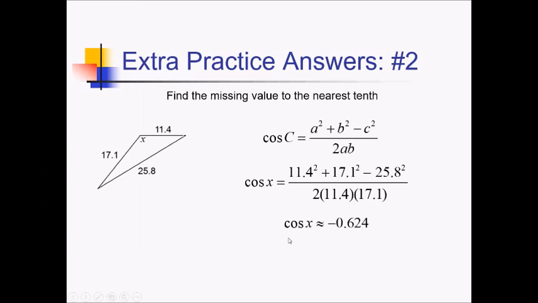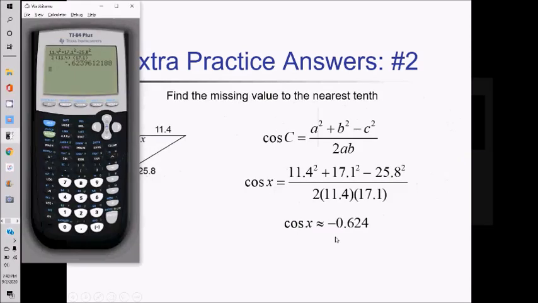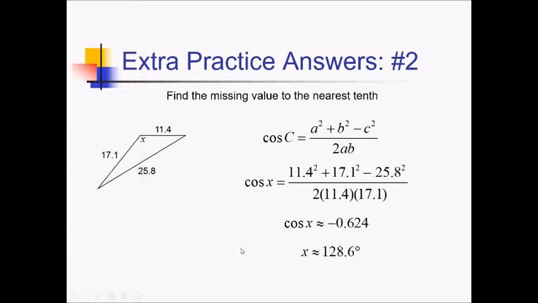But now, again, I only have the cosine of x. To get x itself, I need inverse cosine of this. So going back here, let me do second cosine, arrow up to grab that crazy decimal. I'll just grab the whole thing so I'm as accurate as possible. Close the parentheses, press enter, and that's 128.6 degrees.